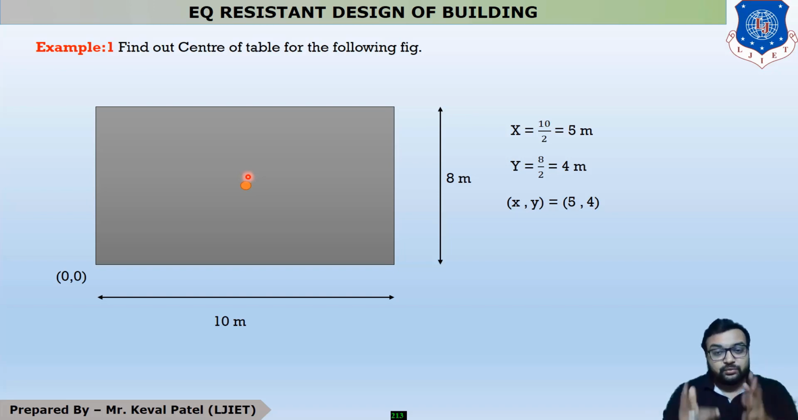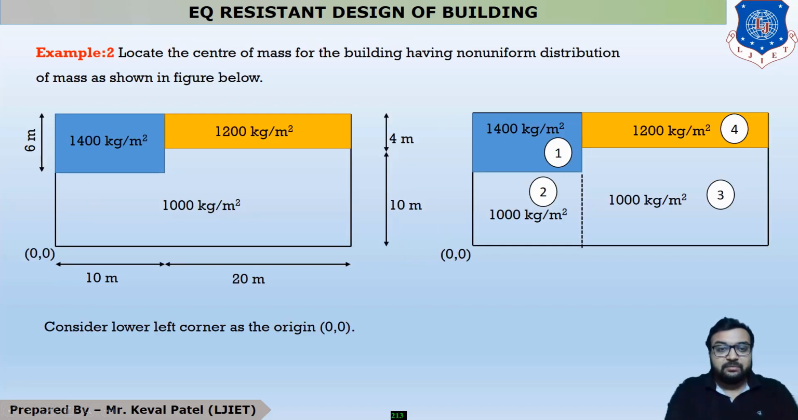Now we are moving further to the second example, in which there is no uniform mass distribution, meaning non-uniform mass distribution. Let us start example number 2, in which you have to locate the center of mass, meaning the point at which the center of mass lies, for the building having non-uniform distribution of mass.